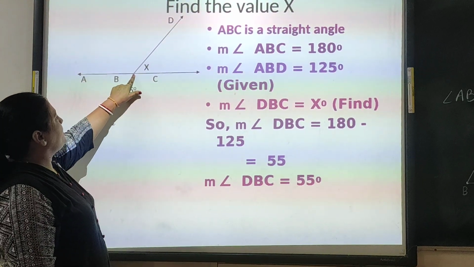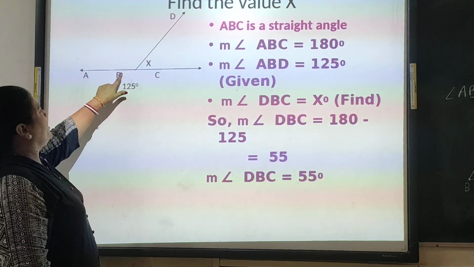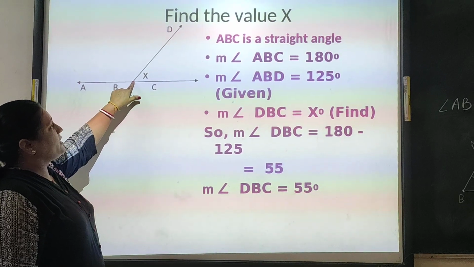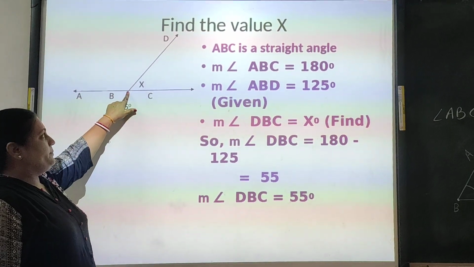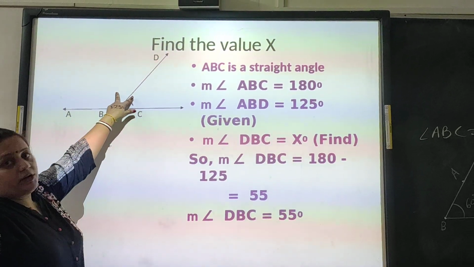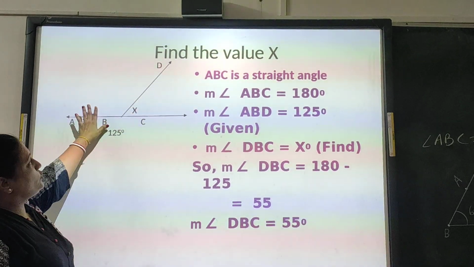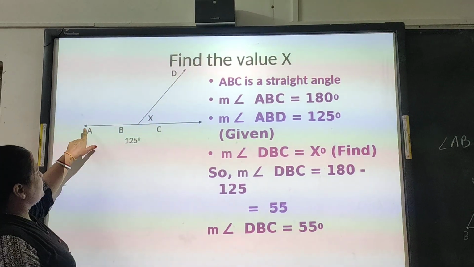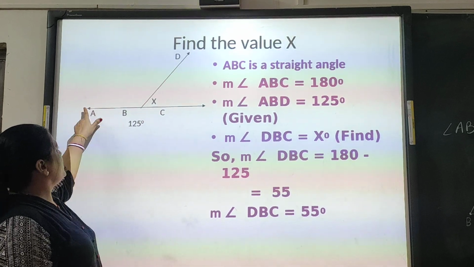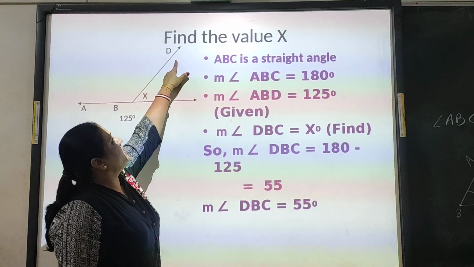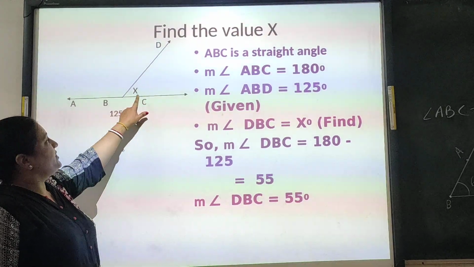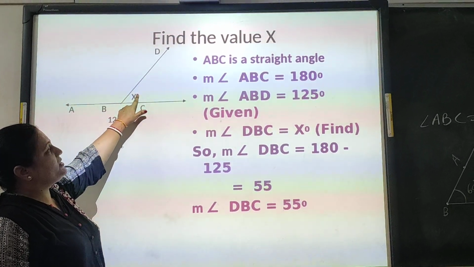So which 2 rays are here? Ray BA and ray BC. These are the 2 rays and they are meeting at the same end point, B. Now here one more ray is there, and because of this ray 2 more angles are formed. So in total there are 3 angles. First is the straight angle, angle ABC. Second is the obtuse angle, angle ABD. And the third is the acute angle, angle DBC. And this x means we have to find the value of this x.